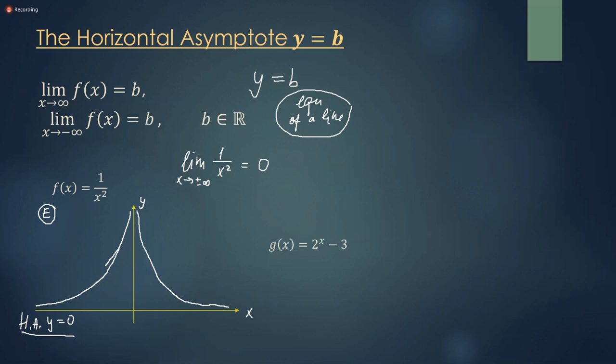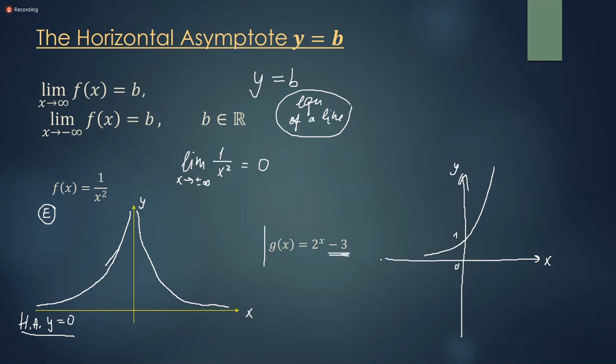Another function, g of x is 2 to the power x minus 3. Remember the shifting of the graphs. Generally the function y equals 2 to the power x intersects the y-axis at the point y equals 1. But if we have to subtract 3, do you remember what happened to this graph? It has to move 3 units down. So I could say, all right, 1, 2, 3.